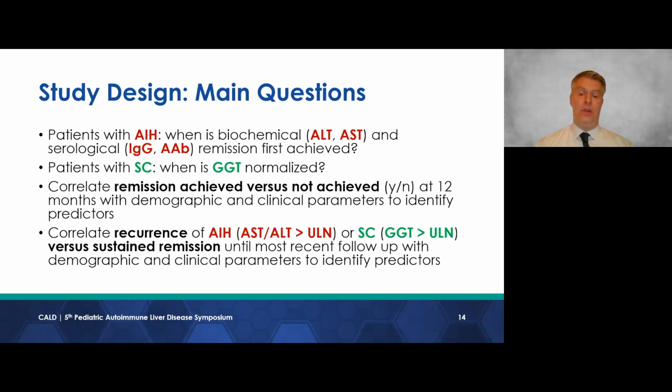We will ask, when was biochemical remission first achieved? For autoimmune hepatitis, we will use ALT, AST, IgG, and autoantibodies. And for sclerosing cholangitis, we will look at the GGT. We will then compare remission achieved versus not achieved, and remission sustained versus disease recurred, and correlate the dichotomous outcomes in each of these pairs with demographic and clinical factors to try and identify predictors of remission.